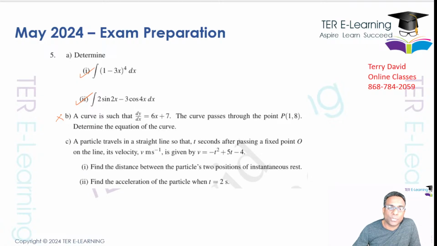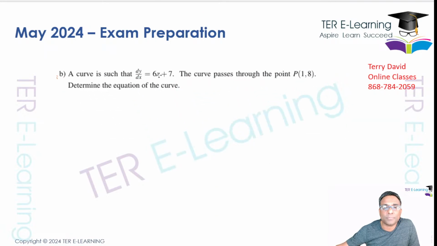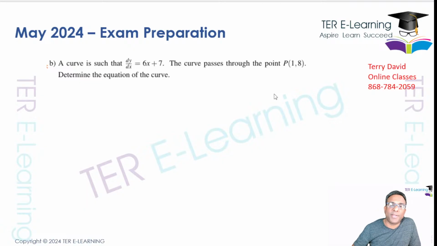The third part, this is also a very common question that comes in the exam. If they give us dy/dx and they ask us to find the equation of a curve, you could be given your gradient function and then asked to find the equation of the curve. So we have a curve here, and that curve is given by dy/dx equal to 6x plus 7, and you want to work out the equation of the curve.